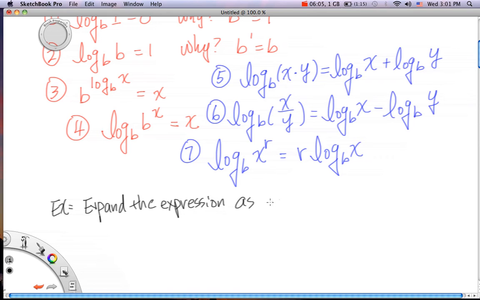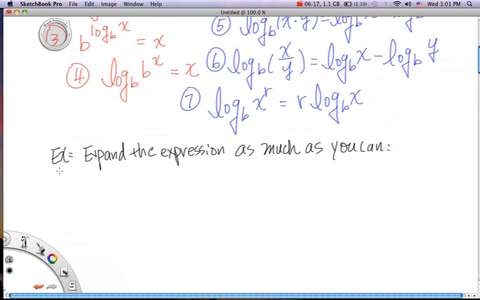As much as you can. And remember these rules that I have, 5, 6, 7, and I'll try to leave it up there so that you can see what I'm doing.